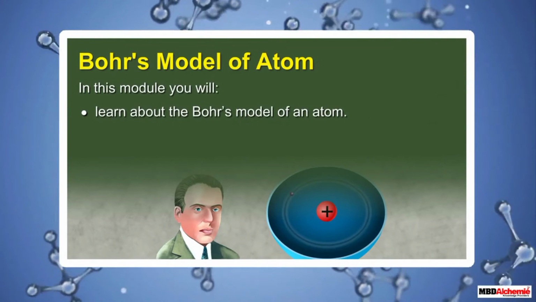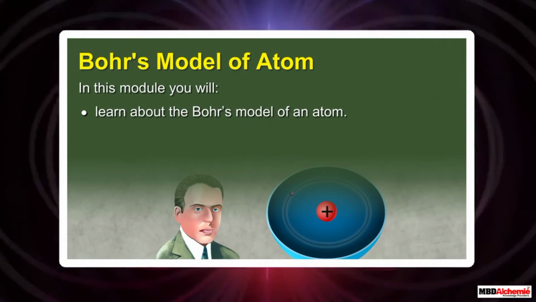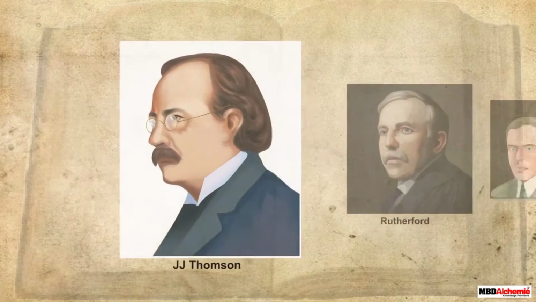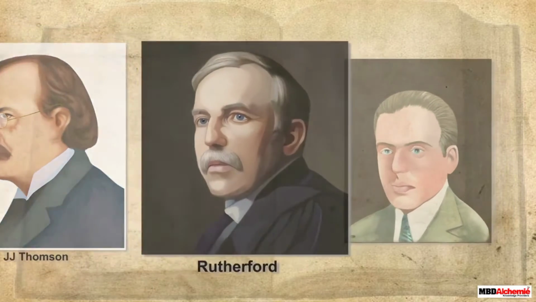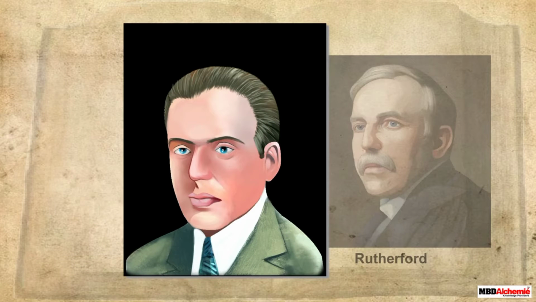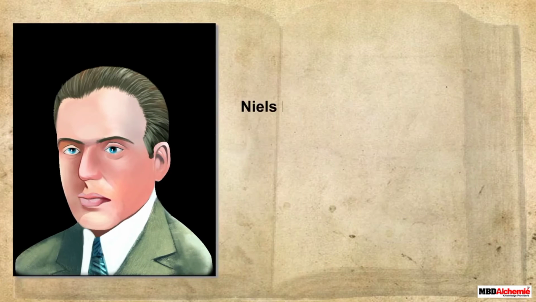Hello students, in this module let us study about Bohr's model of an atom. Prior to Bohr, there were a number of scientists who were working on the structure of atom. Rutherford was one of them and his model was close to Bohr's model of an atom. In fact, Niels Bohr had helped to overcome the problem in the Rutherford model of an atom.